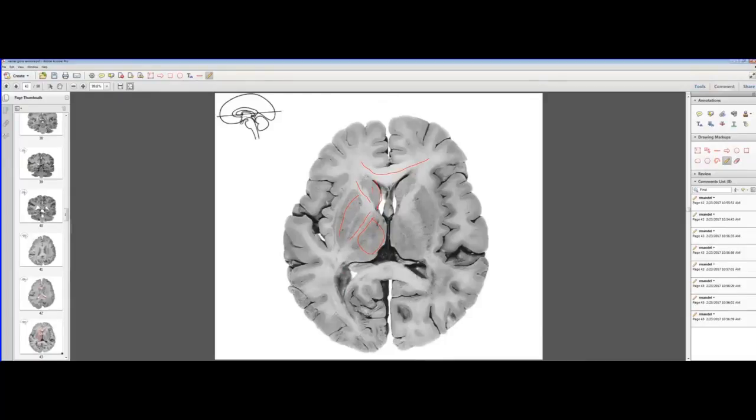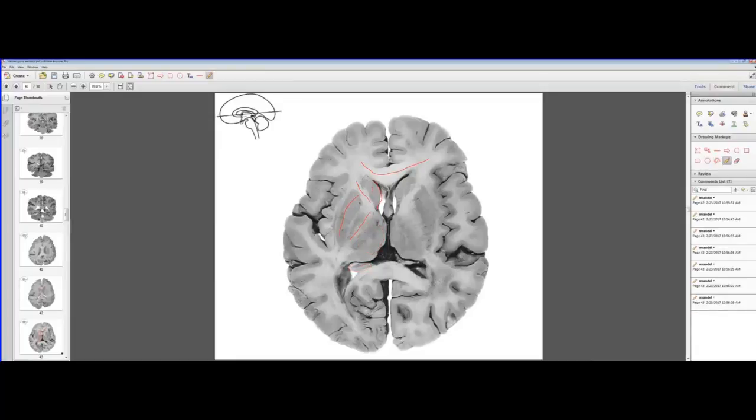I'm not sure, sorry. That's the hippocampus. You can always recognize it from the squiggly nature of it. See, it always has this shape.